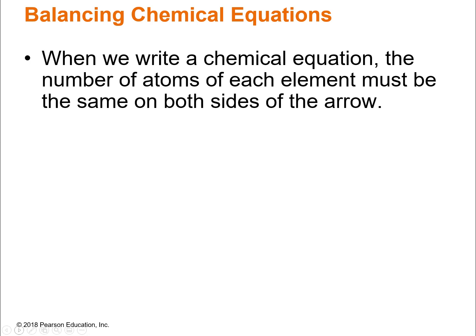All of that, we're leading up to balancing chemical equations. Not that difficult. I'll help you walk through some rules, then we'll do a few together, and we can do more in class, of course. But you have to come to class for us to do them together. When we write a chemical equation, the number of atoms of each element must be the same on both sides of the arrow. That's the goal.